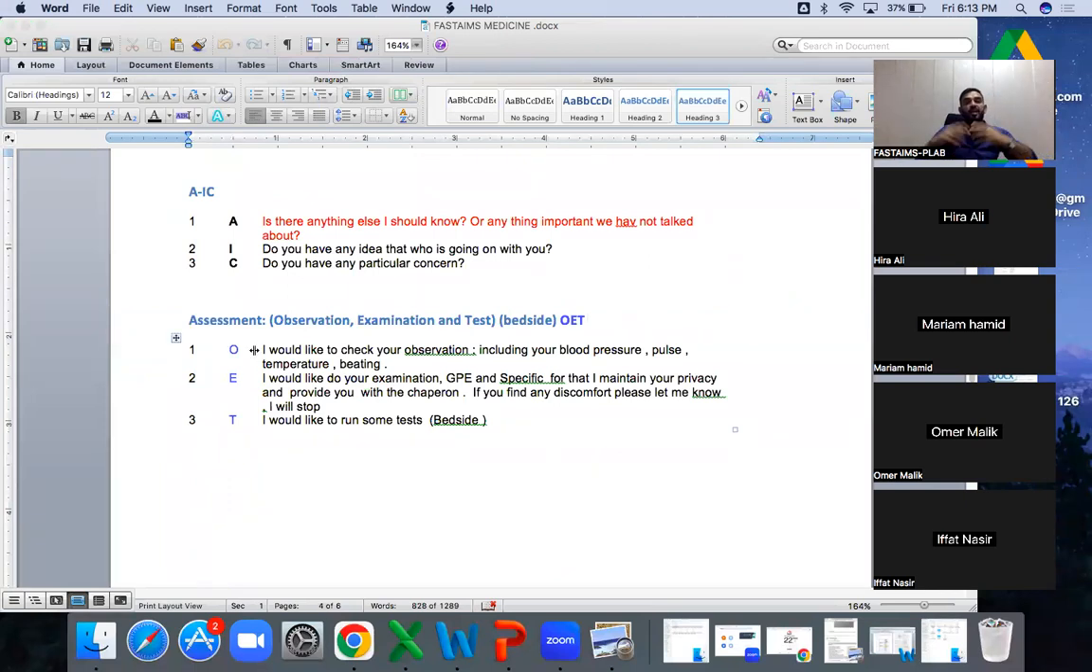Then comes the last part of our data gathering, which is OET. OET is a mnemonic. You will start with observation. O is for observation. I would like to check your observations, including your blood pressure, heart rate, temperature, and breathing. Ask in that flow. Just repeat it again and again and ask in this flow.